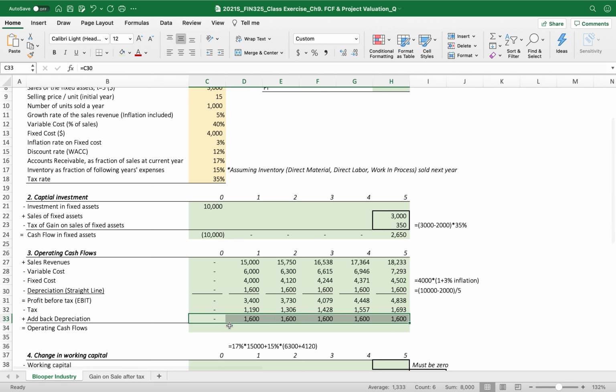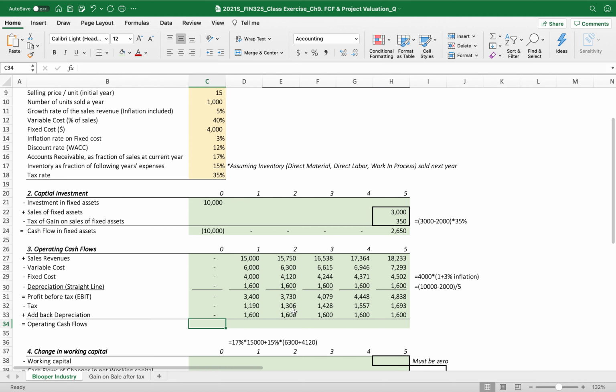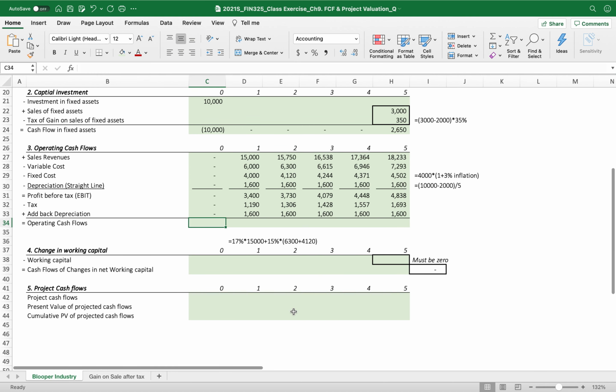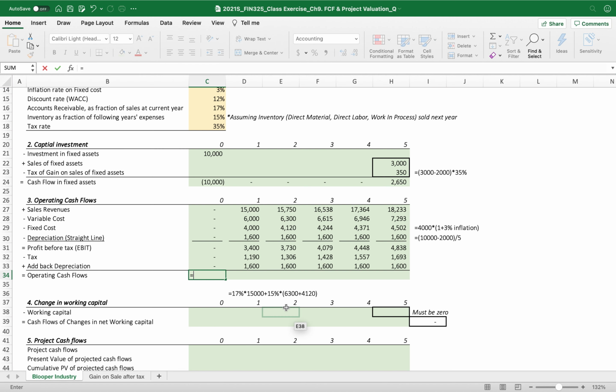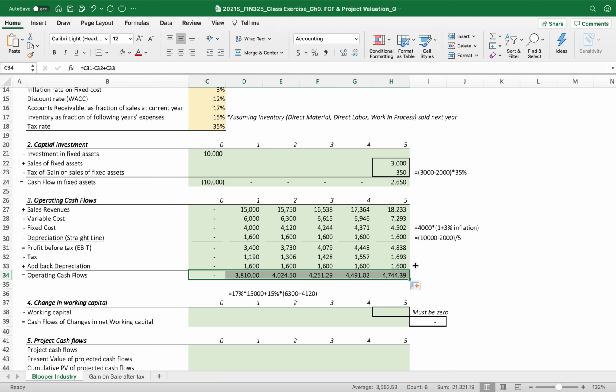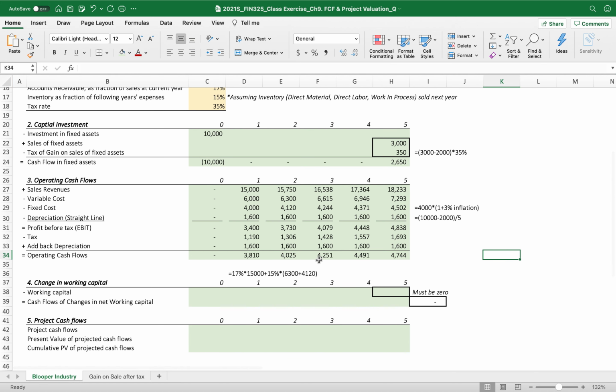So we add back, and then let's calculate the operating cash flows. The operating cash flow is the EBIT minus tax plus the add-back depreciation. So we got the operating cash flows like this. Okay, I'm going to just use this. So we got the operating cash flows, as you can see.